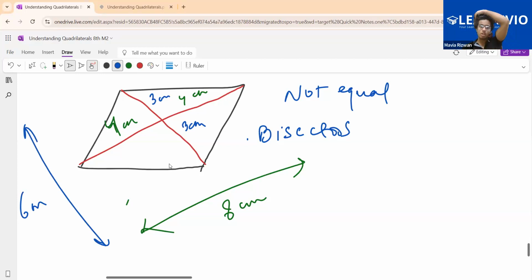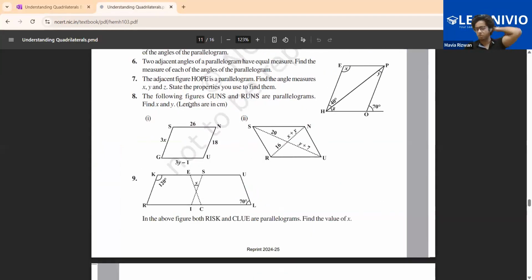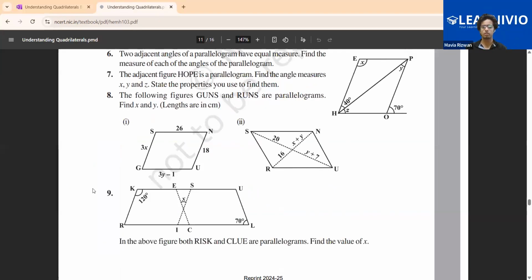Now, based on this, I want you to try this question 8 part 1. This is a parallelogram, so you have to find the values of x and y. Okay sir, try it out. You all have 4 to 5 minutes to try this one. Draw this parallelogram in your notebook and then try this out.